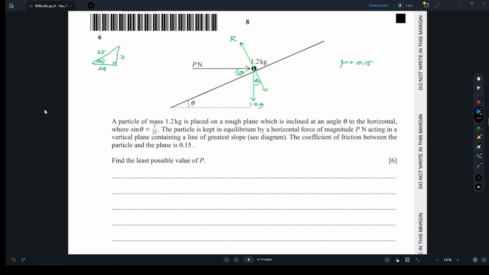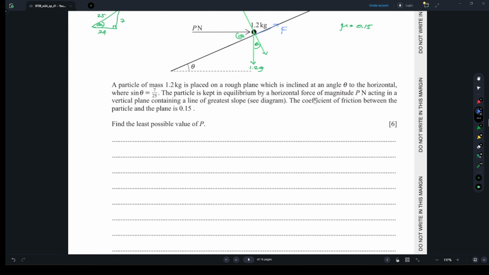And then let's assume, if you remove this horizontal force P, what happens? This particle should move downwards. Then we can indicate, okay, there is a friction upwards. We assume that one. Right. Now what we have to do? So now it is in equilibrium. Okay. So find the least possible value for P.